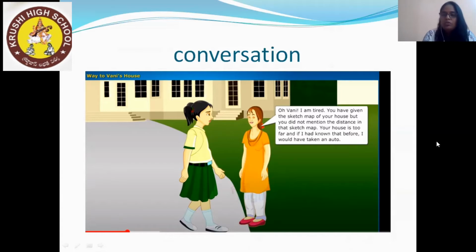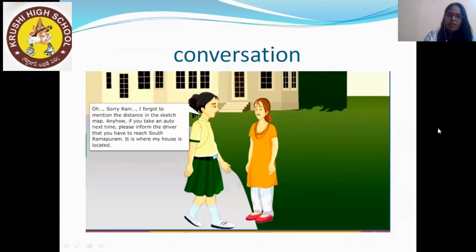So what Rani said, actually, after reaching the destination she became very tired. Why? Because she was not aware of the exact distance. Though she was holding a sketch map, the distance was not mentioned clearly. So she had no idea how many kilometers it is from the bus stop, so she came by walk. If she had been aware of the distance, she might have taken an auto, isn't it? The same way she was conveying to Vani.